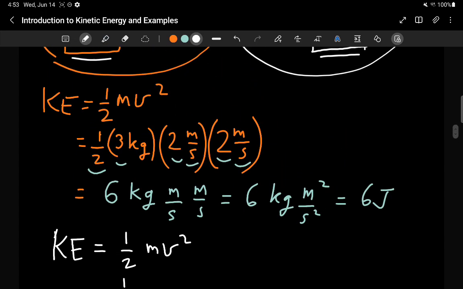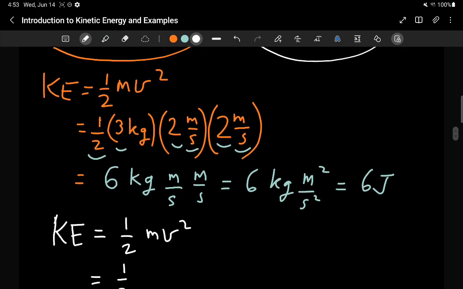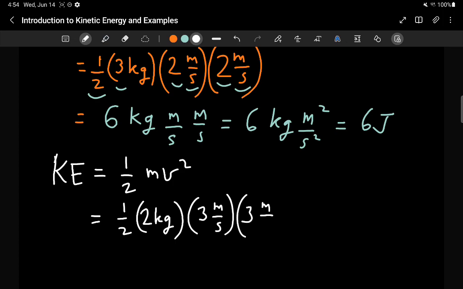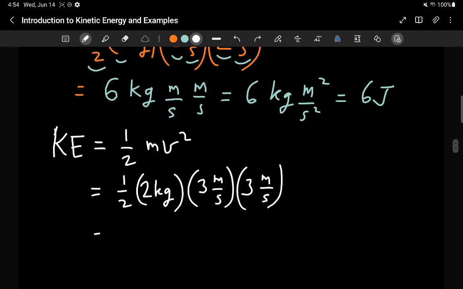So 1/2 the mass is 2 kilograms. And the speed is 3 meters per second. But remember, we have to multiply it twice because it's squared in the formula, right? This is the little 2. So when you do this calculation, 1/2 of 2 is 1, times 3 times 3 is 9.